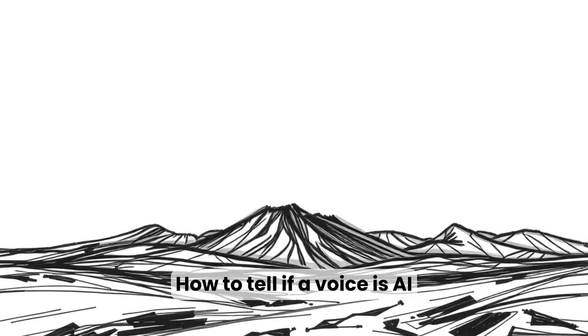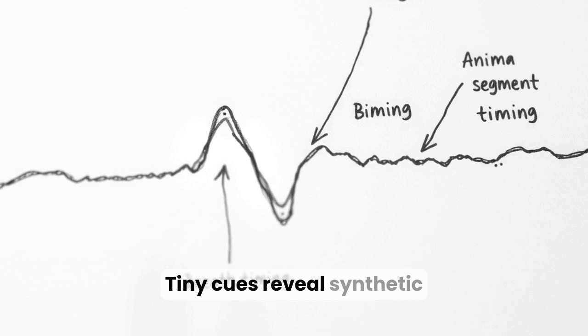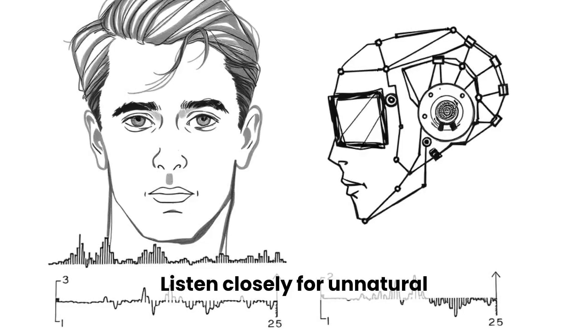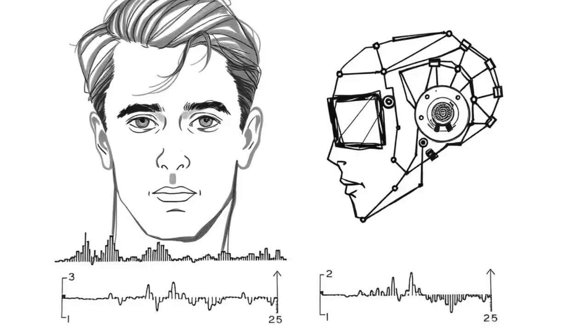How to tell if a voice is AI or a real human, what to listen for. Tiny cues reveal synthetic speech: timing inconsistencies, missing breaths, odd texture. Listen closely for unnatural pauses, hyper-consistent timing, and robotic intonation.